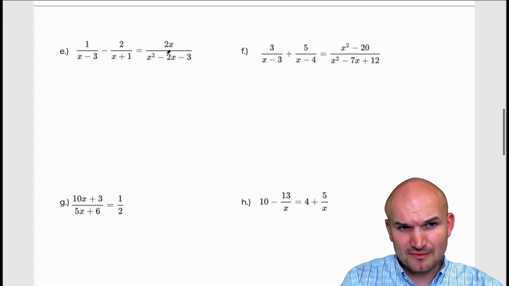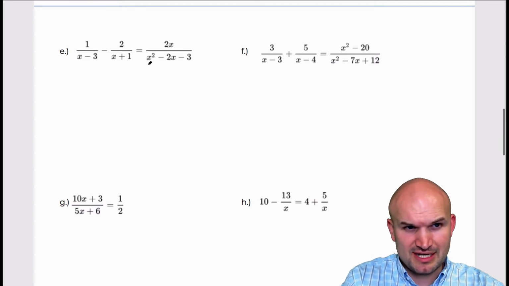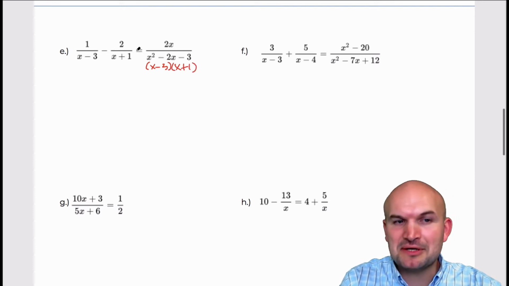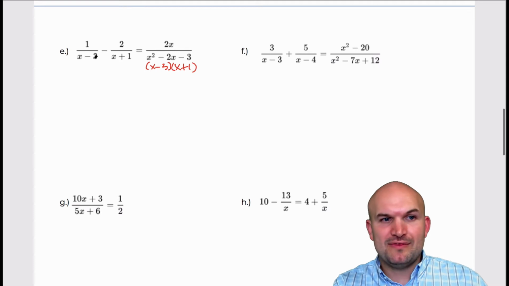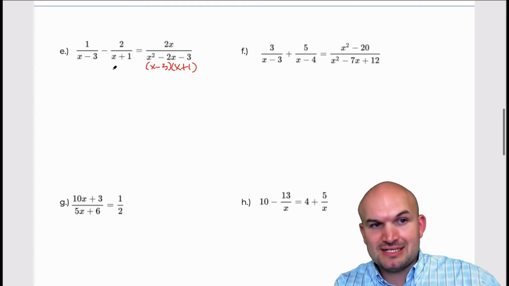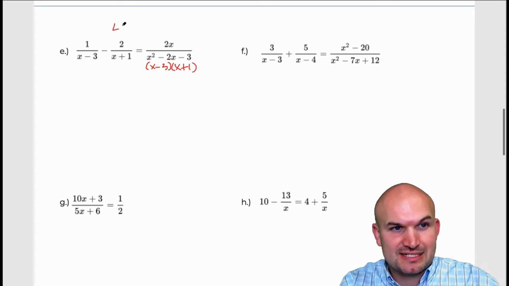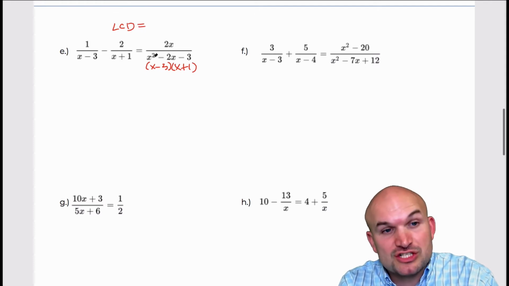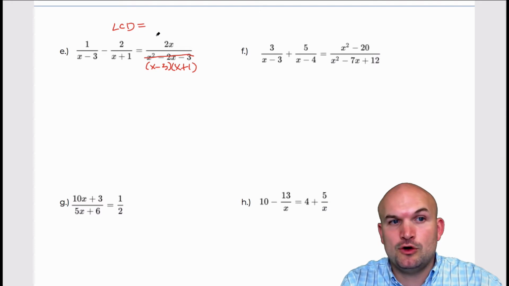So as I go ahead and factor this, I say, oh, well, this gets factored to x minus 3 times x plus 1. Which, hey, is the exact same as my other two denominators, right? So rather than trying to multiply all three of these, I realize that my LCD in this case is just the product of these two binomials, which is already the denominator over here.